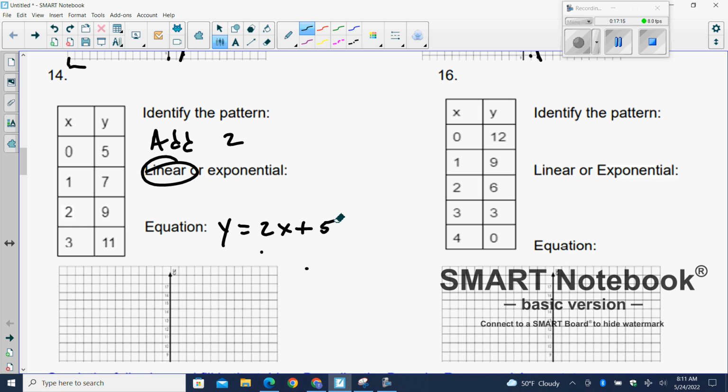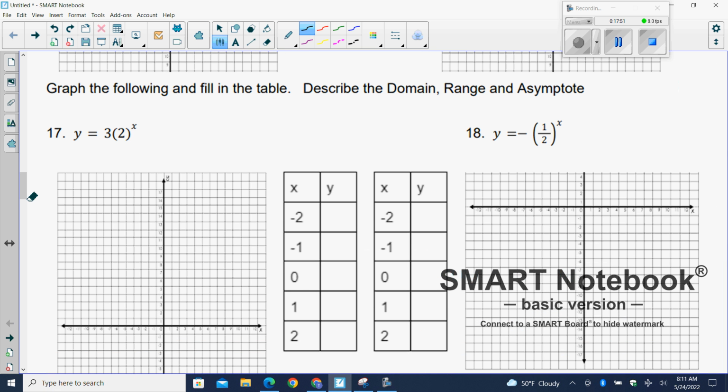Okay, identify the pattern. Looks like it's going down by 3 from 12 to 9, down by 3, down by 3, down by 3. My pattern is minus 3. And again, there's no such thing as subtraction in arithmetic sequences. We're going to add a negative 3. So that's linear. My equation: y equals negative 3x plus b. And my b is the y-intercept, which is 12. I'm not going to graph because I have a horrible xy axis.